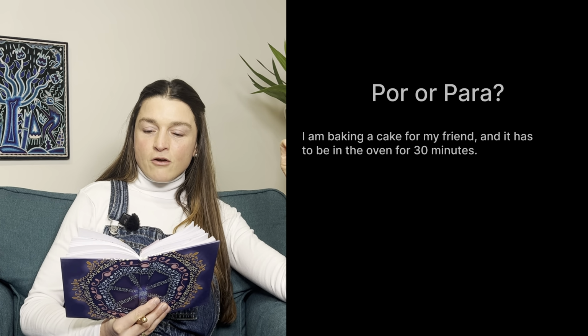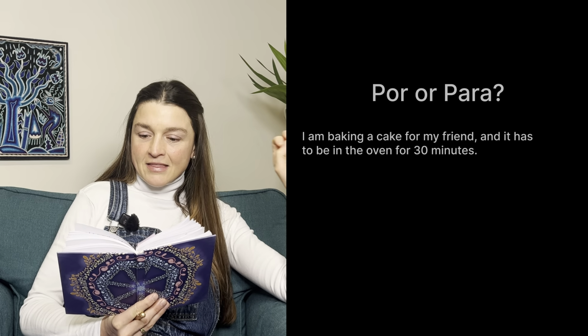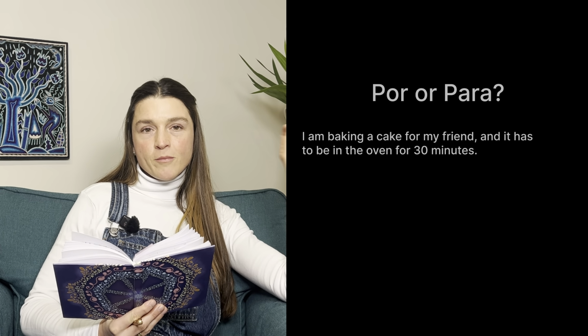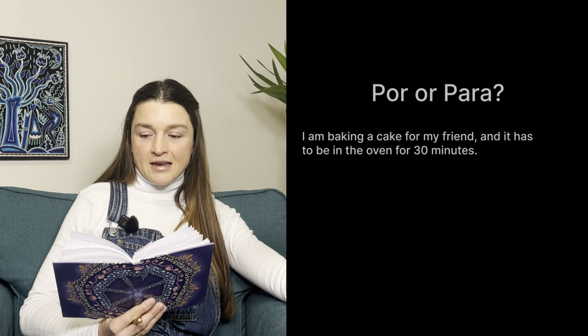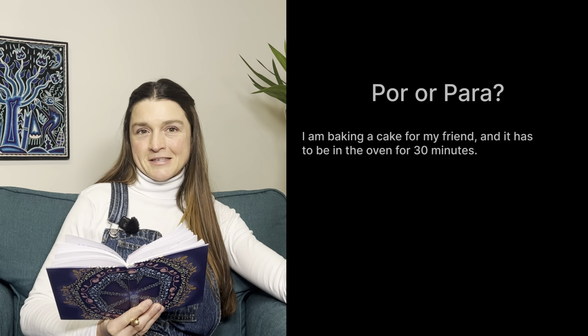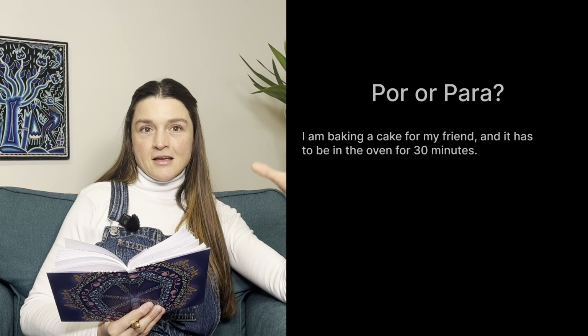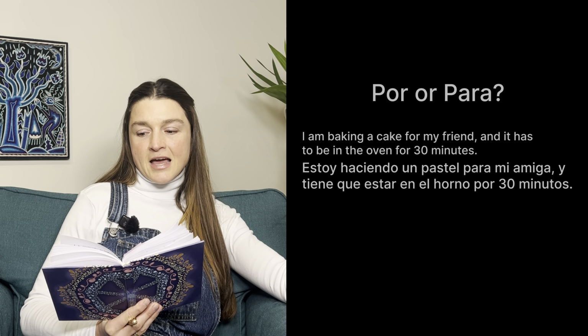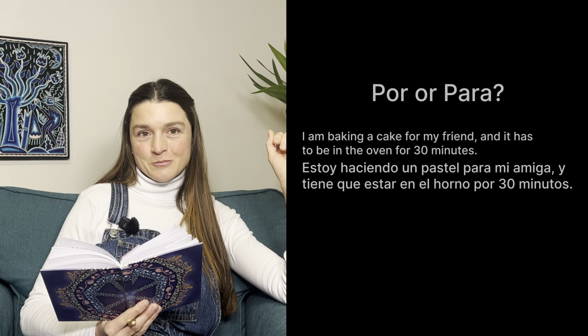Let's just hammer it home with one last set of examples to see if you got the gist of these heuristics. I am baking a cake for my friend, and it has to be in the oven for 30 minutes, right? For my friend, somebody's receiving it, and then it has to be in the oven for 30 minutes. I might have said seconds, so 30 minutes. That's a time span. The translation would be, estoy haciendo un pastel para mi amiga y tiene que estar en el horno por 30 minutos.